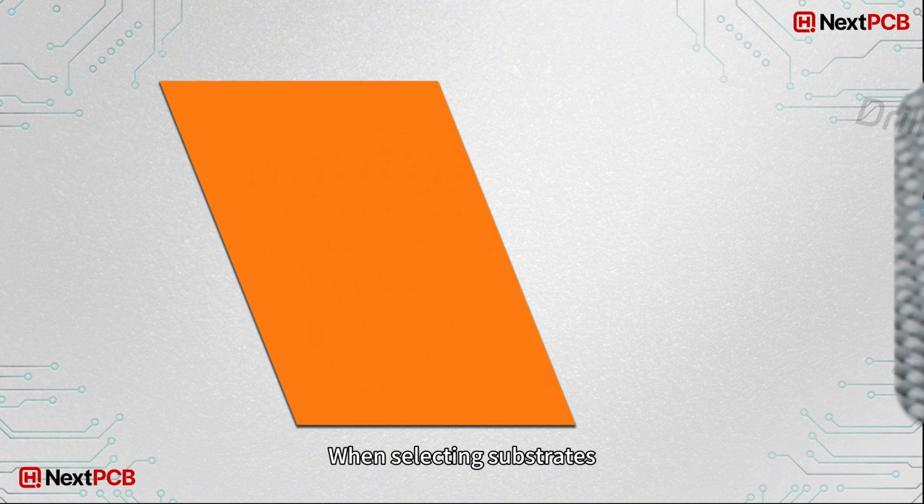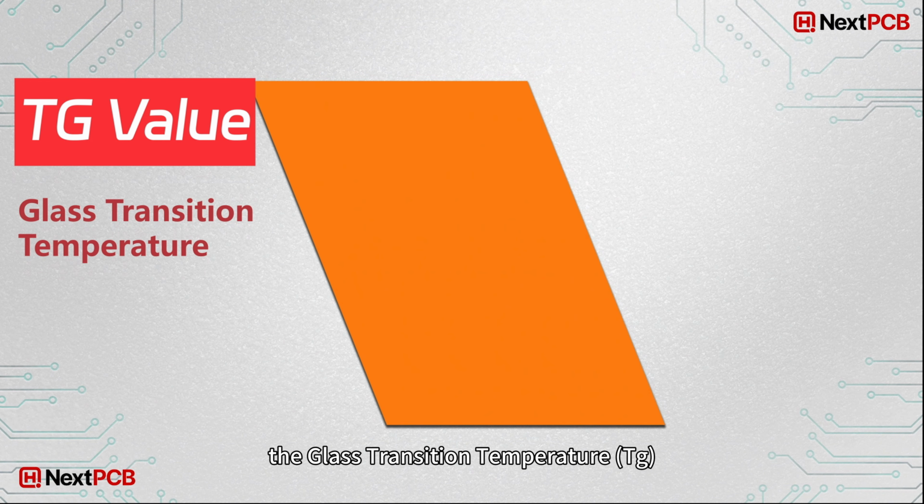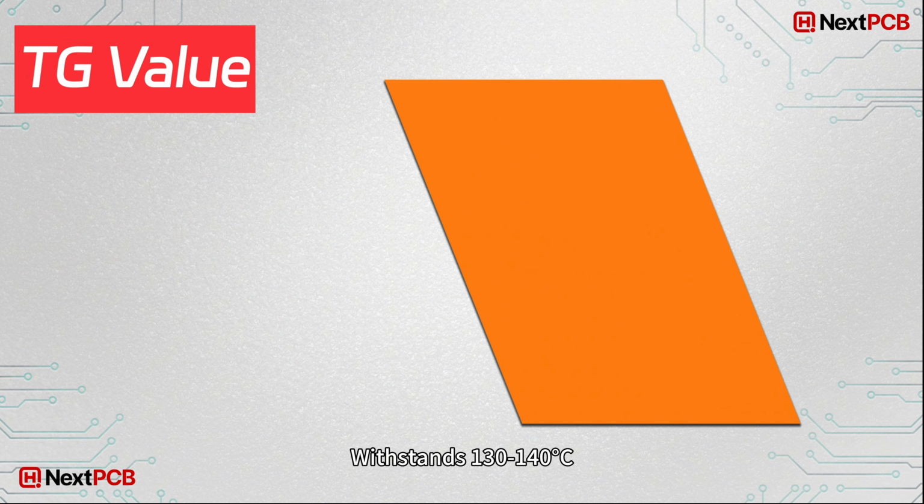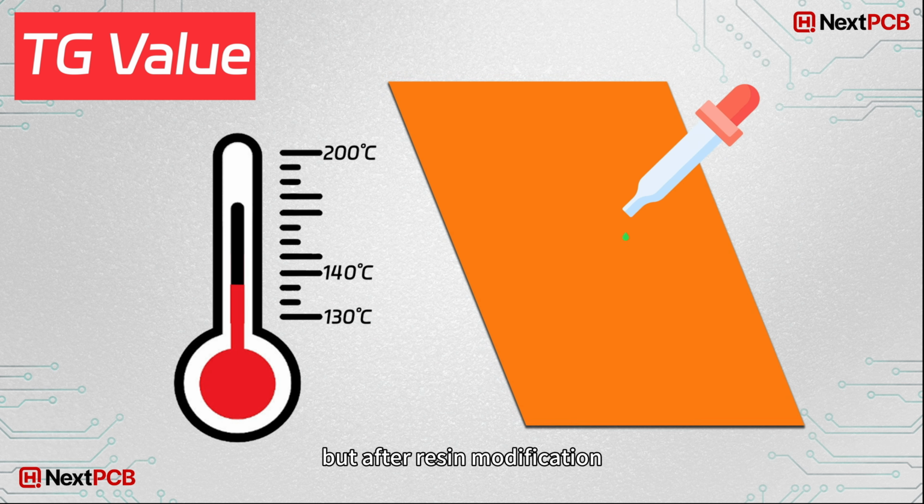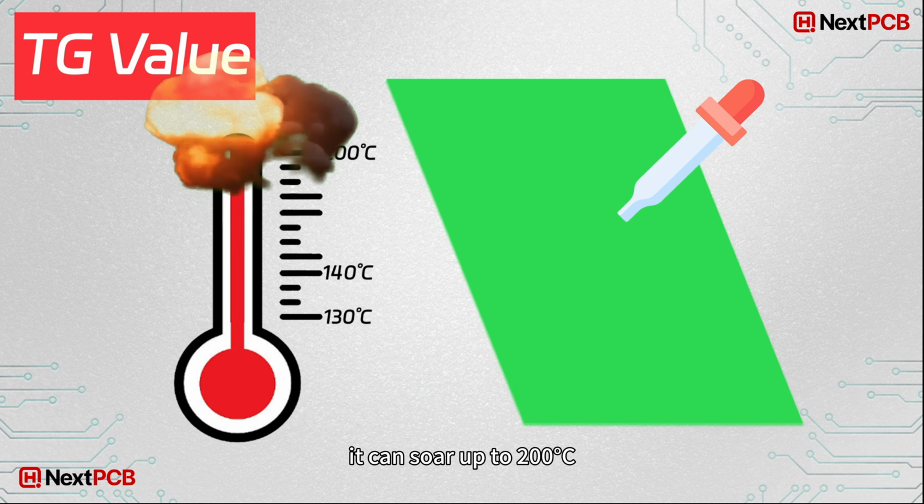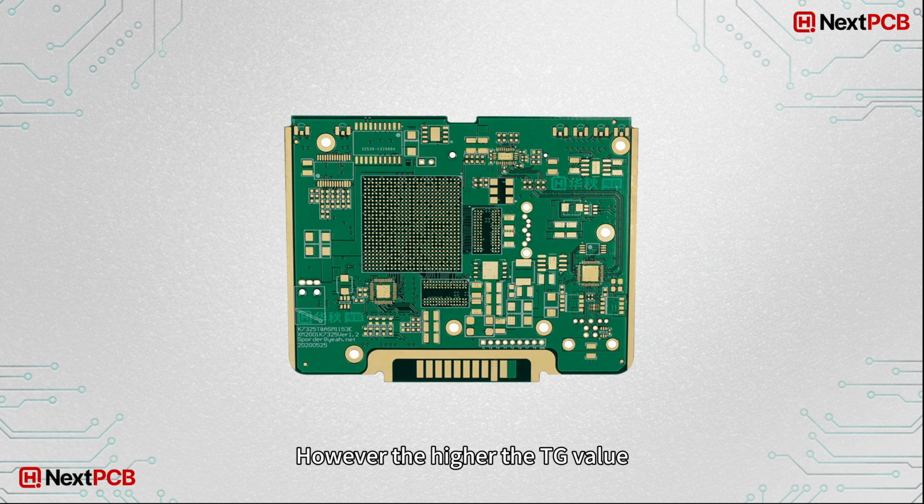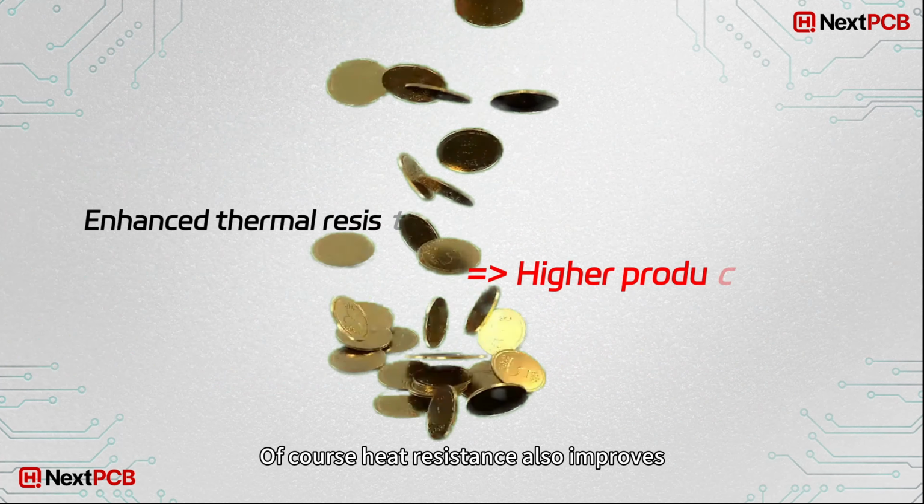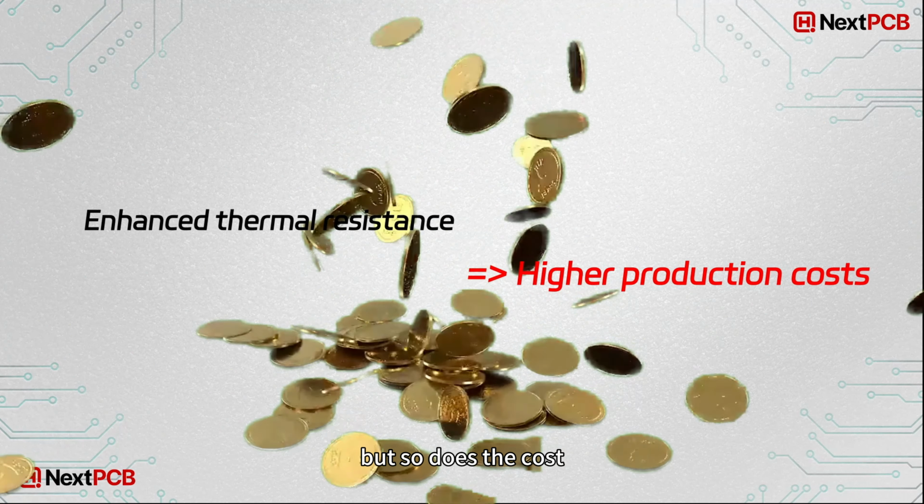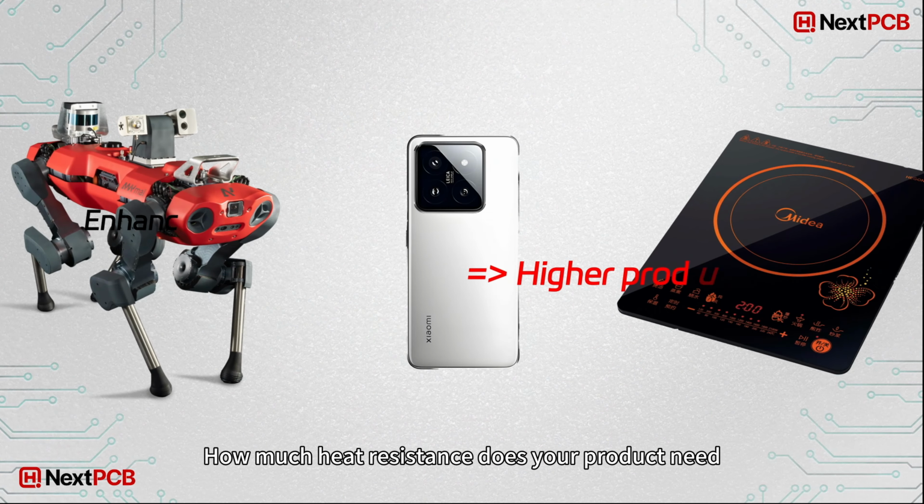When selecting substrates, pay attention to the TG value. The glass transition temperature withstands up to 140 degrees C, but after resin modification, it can soar up to 200 degrees C. However, the higher the TG value, the more brittle the material becomes. Of course, heat resistance also improves, but so does the cost. How much heat resistance does your product need?